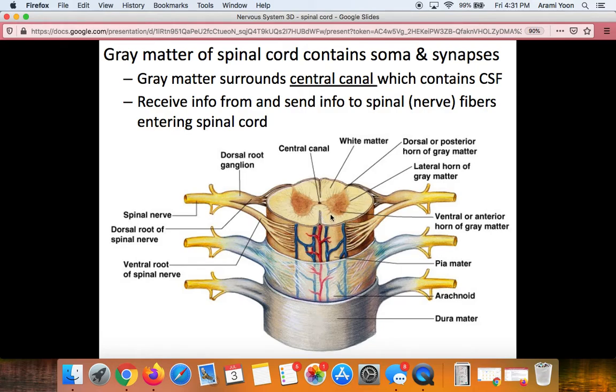Now let's start with the gray matter. The gray matter, just like in the brain, is the region that contains the soma of the neurons as well as all of the synapses between neurons. So the places where the axon terminals of one neuron synapse with the dendrites of the next neuron, those connections will be found here in this gray matter. And that means that because neurons are connecting here in this region, the gray matter is where they're going to receive info from the spinal nerve fibers that are coming into the spinal cord, and they're going to send motor information out through the spinal nerve fibers towards the effectors.